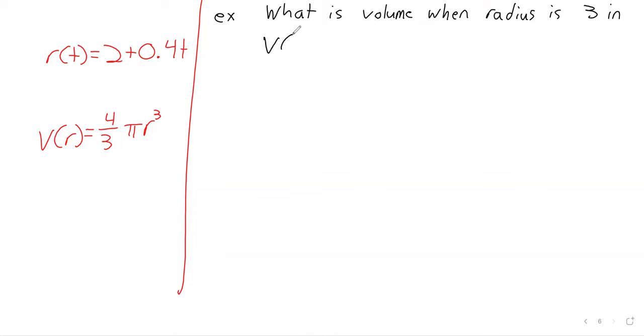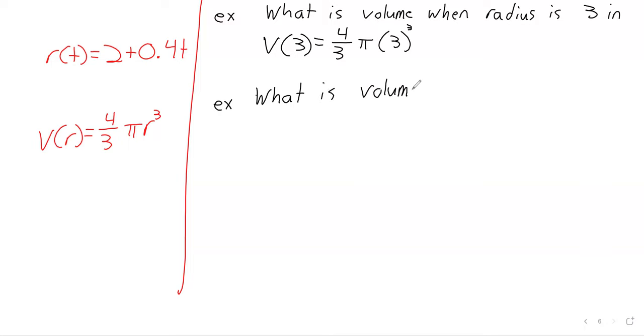Now, the way this notation works, if I want to know what happens when the radius is 3, I just go down to that equation, and every time the radius appears, I replace it with 3. 4/3 pi 3 cubed. What is the volume when the radius is 7 inches?